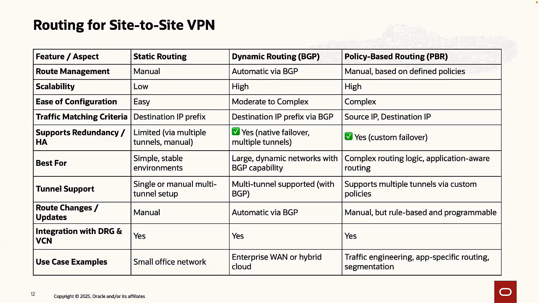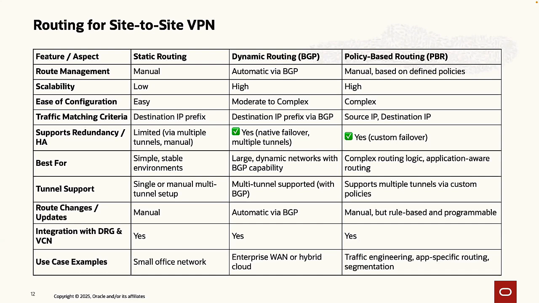So there are three routing types available, and you can choose the routing separately for each IPSec tunnel in site-to-site VPN. We have BGP dynamic routing, static routing, and policy-based routing. In BGP dynamic routing, the routes are learned dynamically through BGP. The DRG dynamically learns the routes from the on-premises network. On the Oracle side, the DRG advertises the VCN subnets.